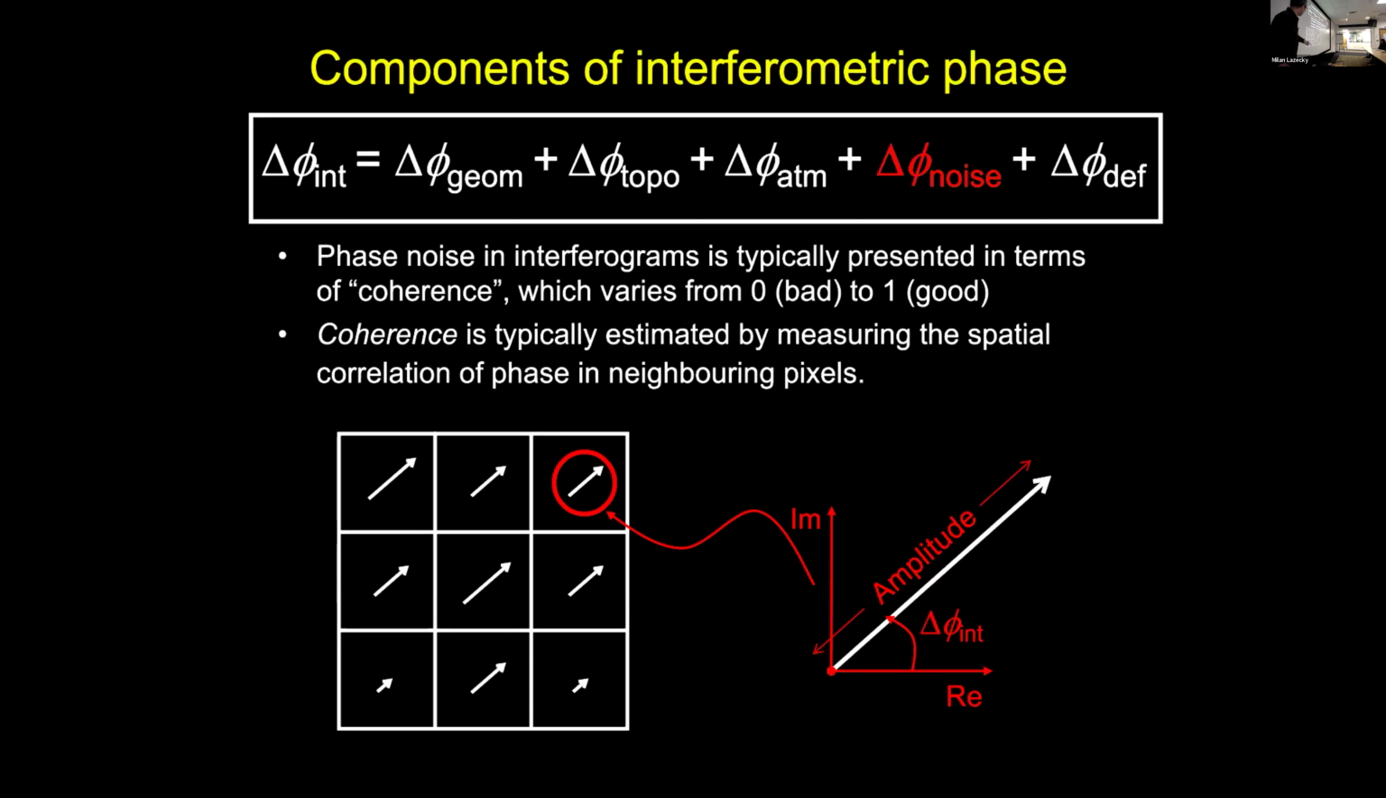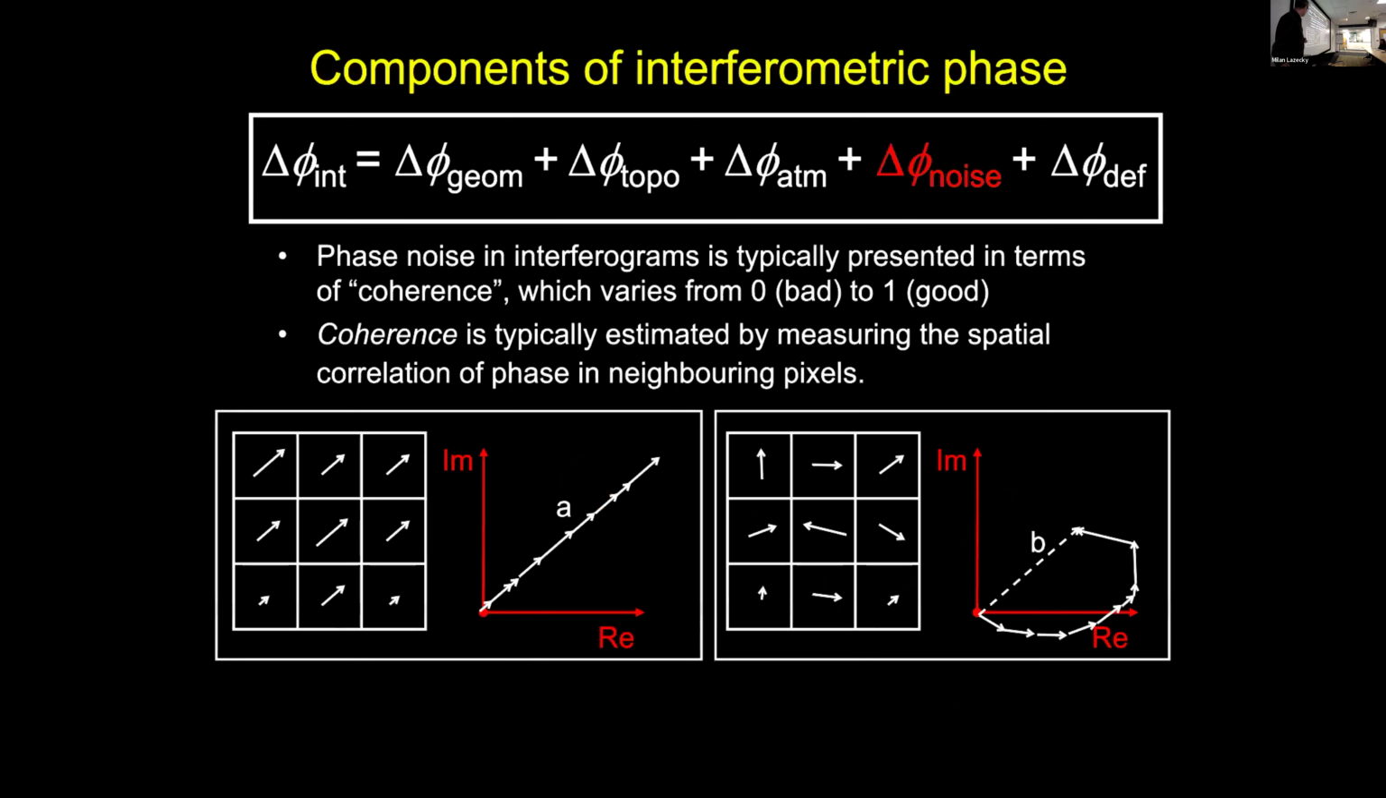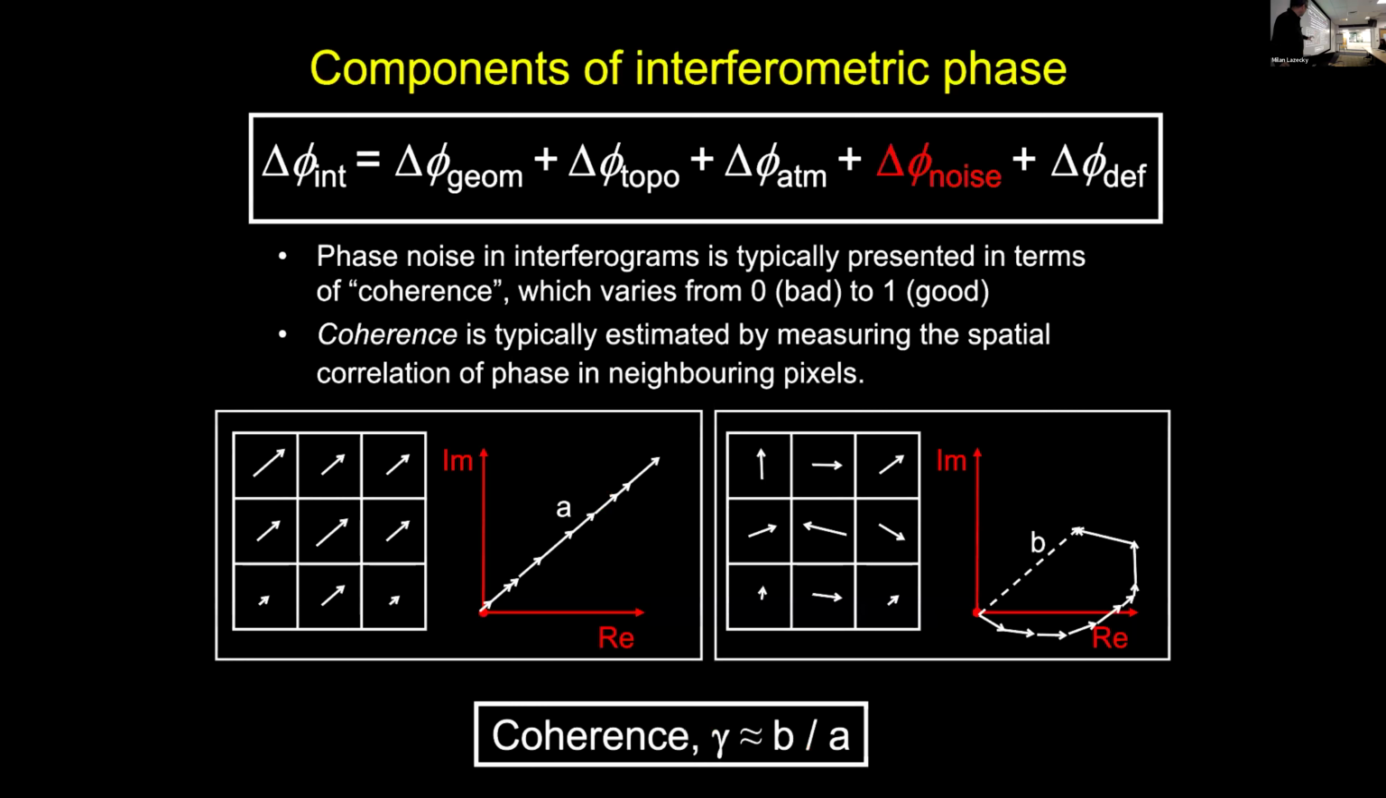Okay, so in this case, they're all pointing in the same direction, all of those arrows. What you can do is add up all those arrows, they have a length A. In that case, the phase is consistent between all of them. In this one on the right, the phase is varying in each of those pixels. You can still add up all of those vectors, and you get length B. And the coherence is approximately B divided by A.